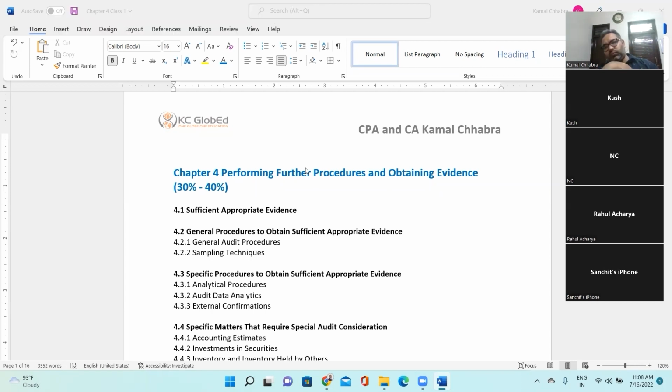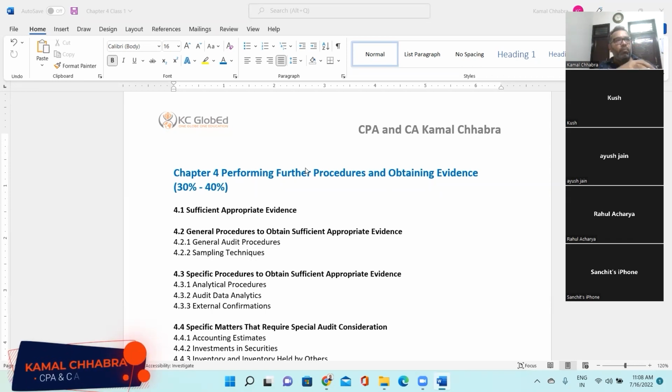So there are many methods of doing sampling. There are various techniques. I don't remember what all the techniques were, but the auditor can use any one of them depending on the situation and what he wants to audit. I think some of the common ones are random sampling, monetary unit sampling, and stratified sampling.